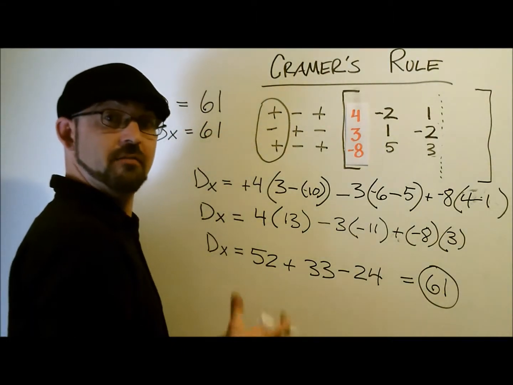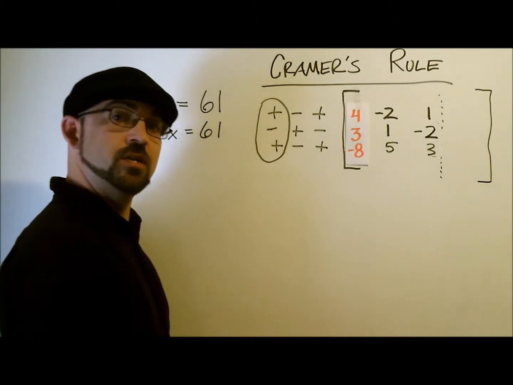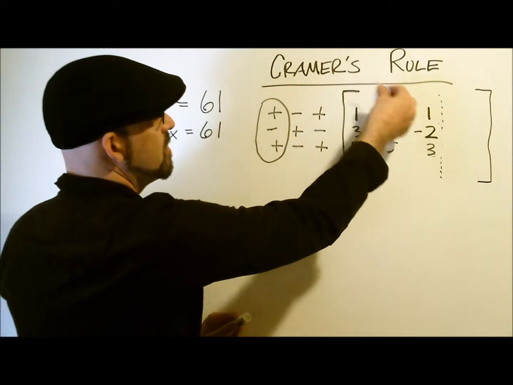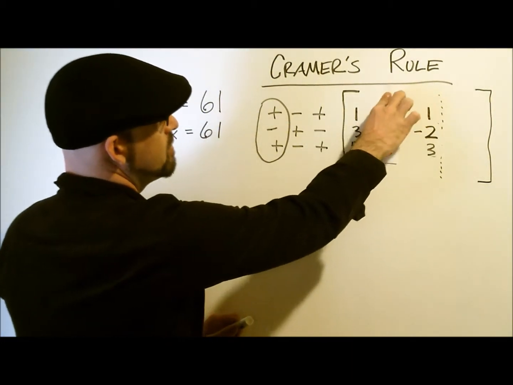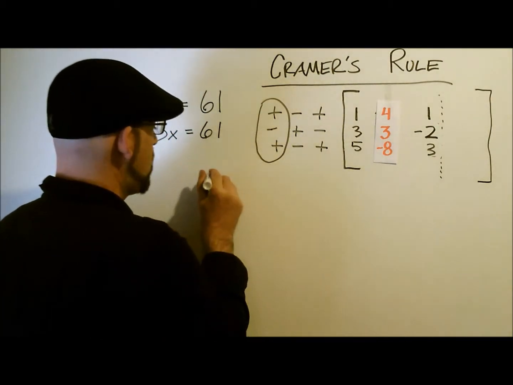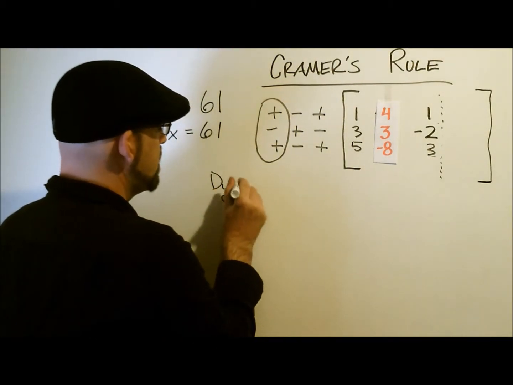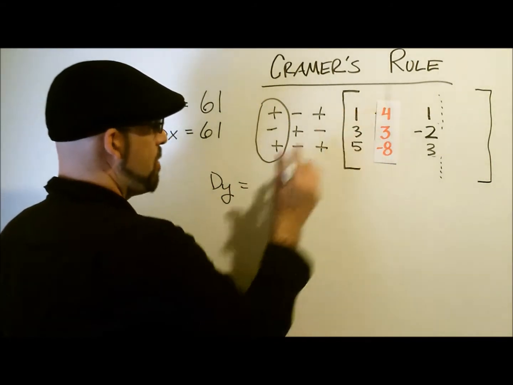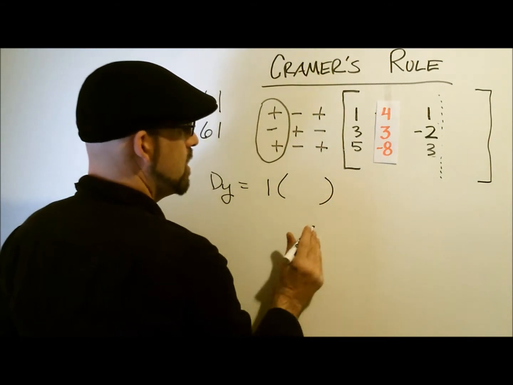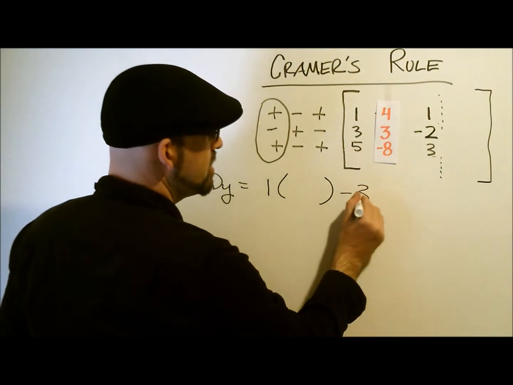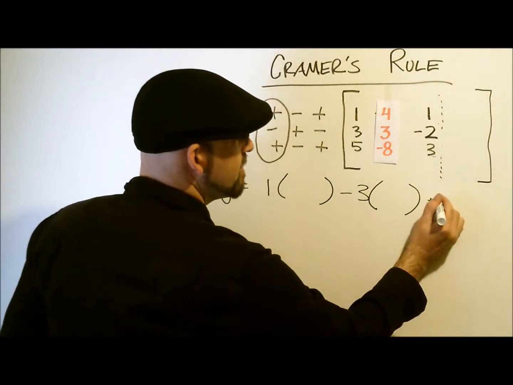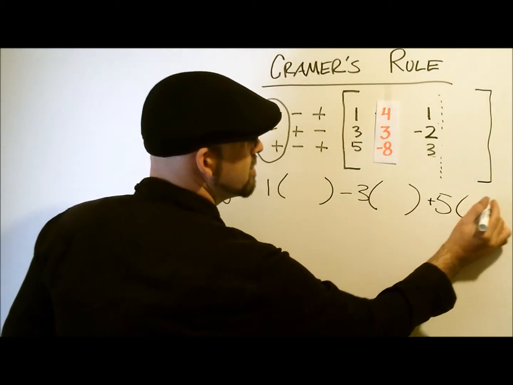Let's find our determinant for y. To find our determinant for y, we take our answers, put them over the y column, and we do the same thing again. So our determinant for y is going to equal a positive 1 times its determinant minus 3 times its determinant plus 5 times its determinant.